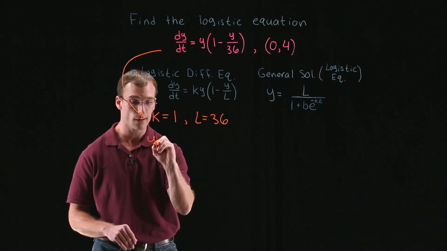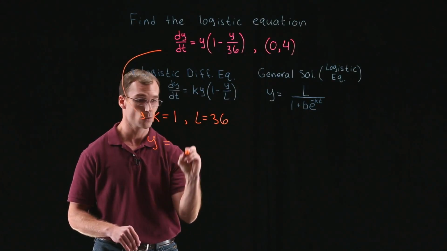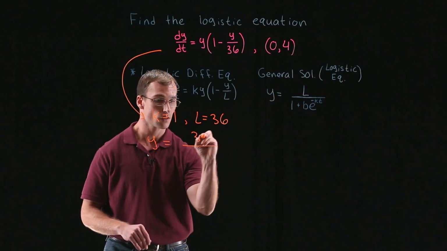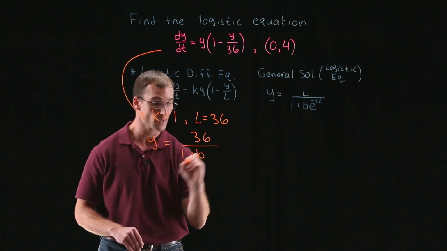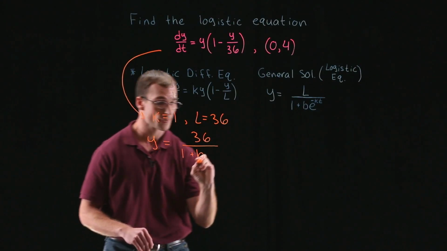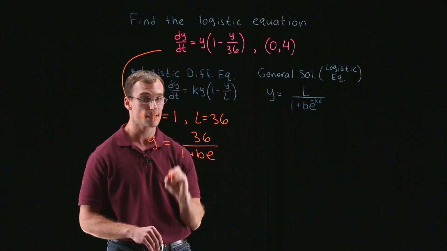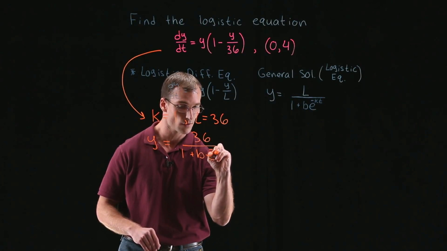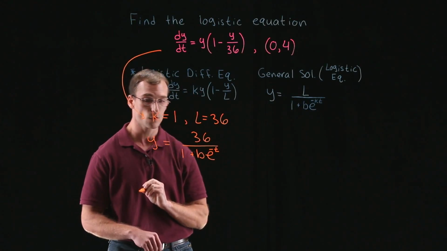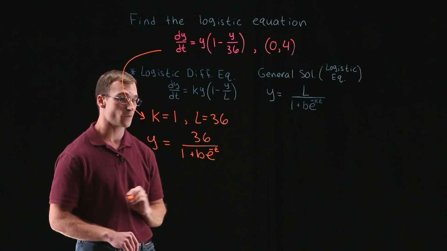Okay? So plugging both of these into the general solution of our logistic equation, we have y equal to 36 divided by 1 plus some constant b, which we don't know yet, times e to the negative kt. So k is 1, so it's just going to be e to the negative t power. Okay, so that's what we have so far.